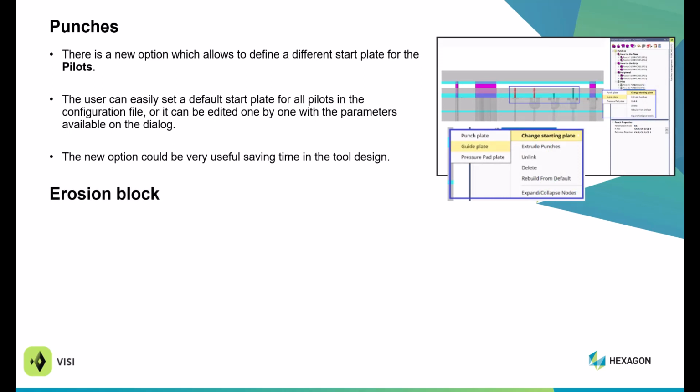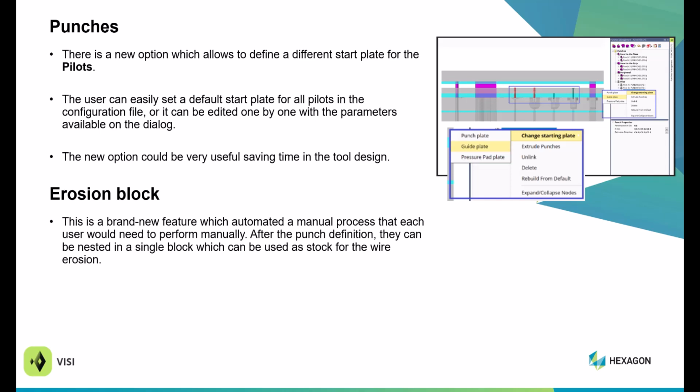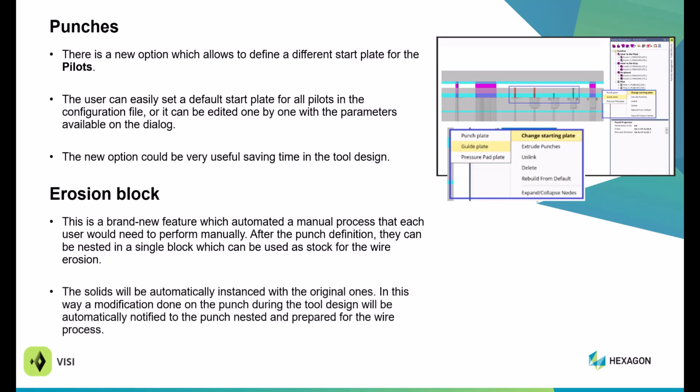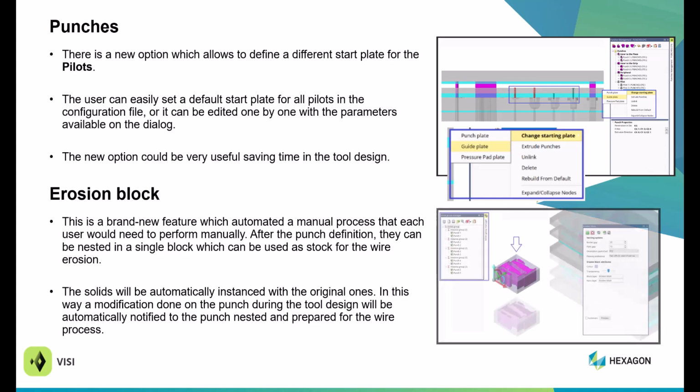So we're going to talk about another new feature. This is called Erosion Block. This is a brand new feature which automates a manual process that each user would need to perform during and after a punching process definition. The solids will automatically be instanced from the original ones. In this way, the modification can be done on the punches during the tool design, which will automatically be notified for the punch nesting for preparing it for wire cutting.